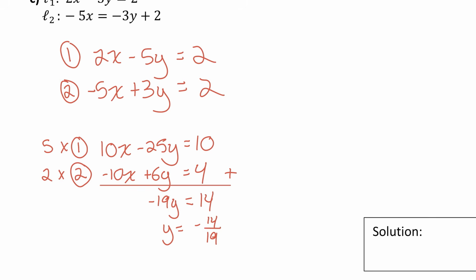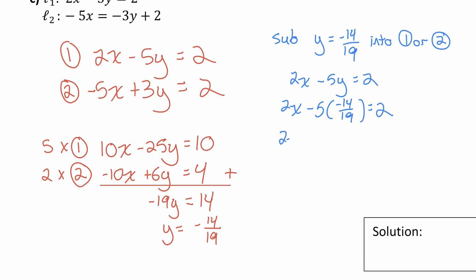Let's sub that answer into equation 1 or 2 to solve for x. I'll sub into equation 1. So I've got 2x. Negative 5 times negative 14 is positive 70. So I've got 70 over 19 equals 2. So 2x equals 2 minus 70 over 19. I'm going to want to rewrite that 2 so that it has the same denominator as the 70 over 19. So I'm going to multiply top and bottom of 2 over 1 by 19 to get 38 over 19. So I have 2x equals negative 32 over 19.